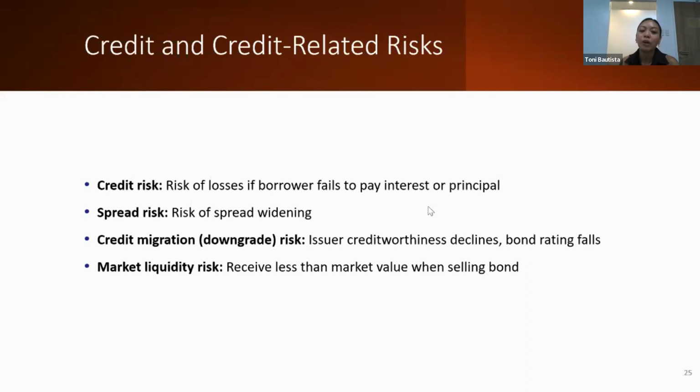And then finally, you would look at market liquidity risk, because this is your ability to sell or liquidate your position. So during times of market distress, normally we find it difficult to find a bid which is near our marks. Because of this, it may happen that if you sell a security, you would receive less than market value when you are selling your bond.